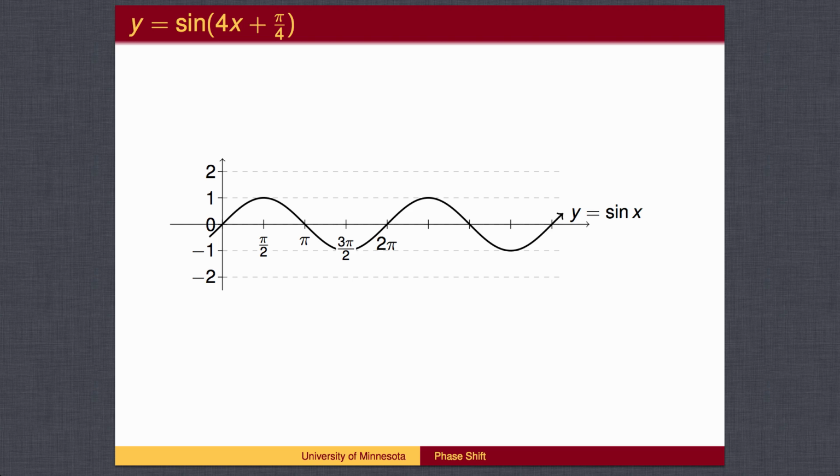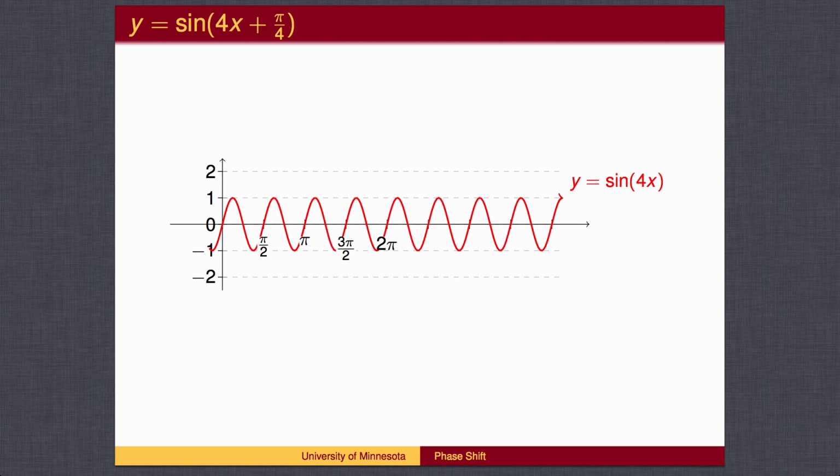Again, we begin with a standard sine wave. We can then adjust the period. The period is 2 pi over b, which in this case is 2 pi over 4, or pi over 2. The red graph goes through a full wave every pi over 2, and makes 4 full waves in reaching 2 pi. The pi over 4 will shift the graph horizontally. Again, this shift is called the phase shift.